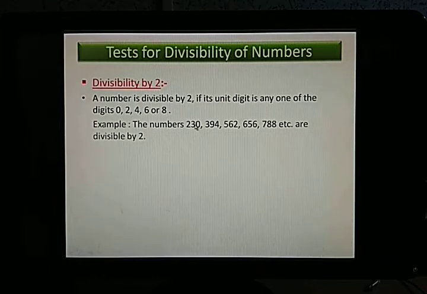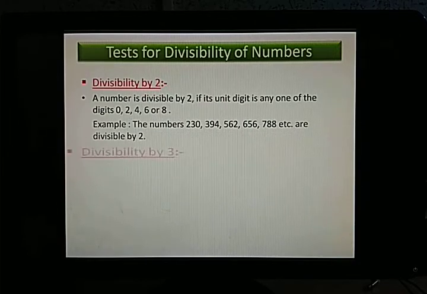These are some of the examples. Some numbers are given to you. On the right hand side, the extreme right, whichever digit is there, this place is called the unit place or the unit digit. So we have to see first of all whether the digit on the unit place is 0, 2, 4, 6 or 8. If any of these digits is in the unit place, then that number is definitely divisible by 2.